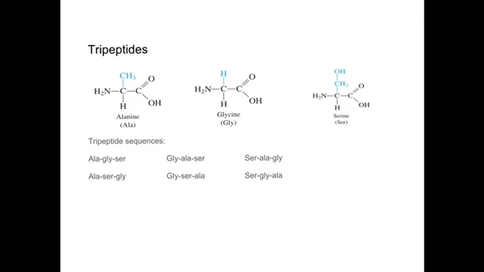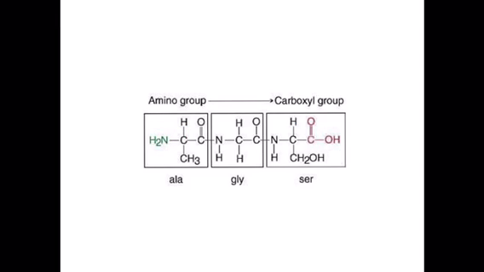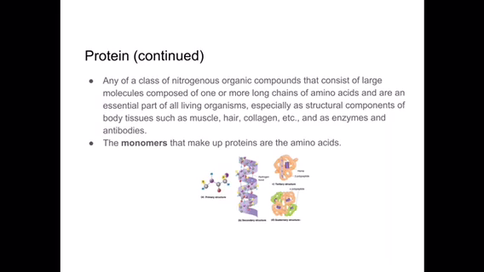A tripeptide sequence contains 3 different amino acids. So for this one, there's alanine, glycine, and serine. And then the shorthand notation of this, the 3 amino acids combined, would be these 3 letter codes down here. And for a tripeptide, there would always be 6 different sequence options. So here's the tripeptide reaction between alanine, glycine, and serine, and the reactions occur here at the nitrogens between each of the amino acids.